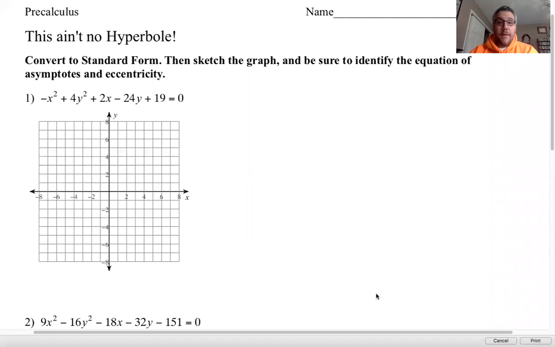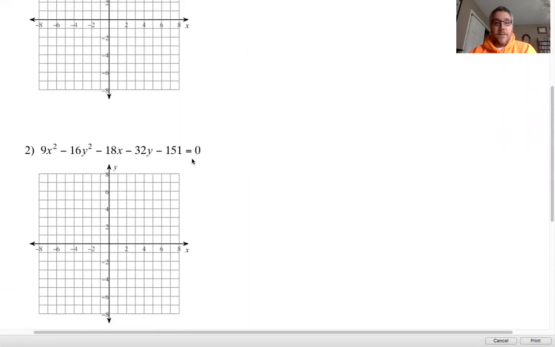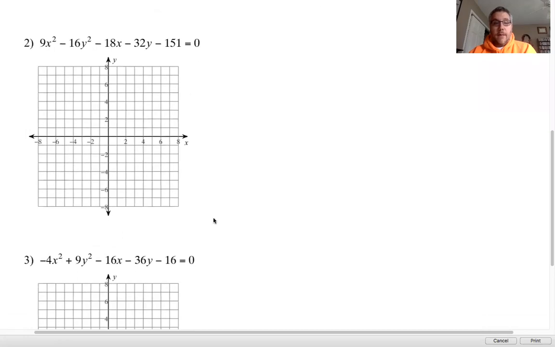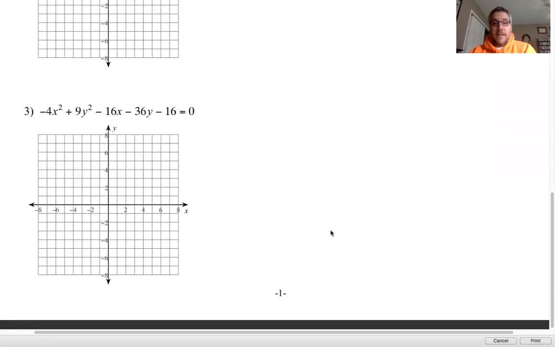Today I'd like to start with kind of a walkthrough of what the totality of this assignment looks like. This PDF is called "This Ain't No Hyperbole." This is the real deal, folks. So what we're going to do is number one, which is the equation of a hyperbola, but it's in what's called general conic form, not the friendlier, I would say, standard form. So we're going to do this one as notes together. Number one, number two, and number three is going to be part of your assignment.